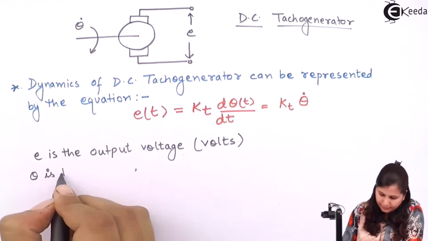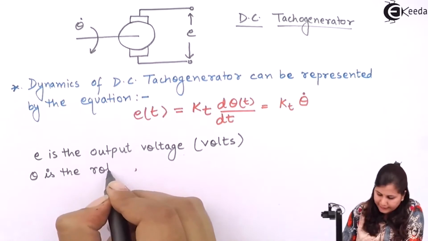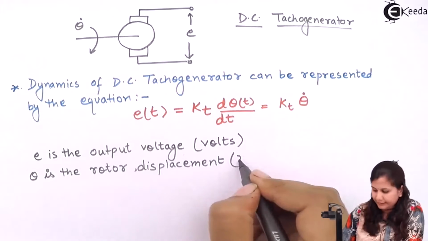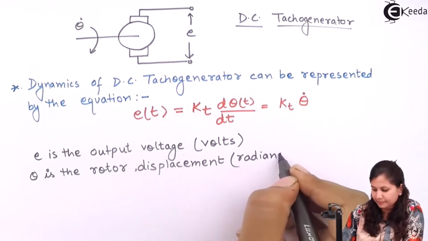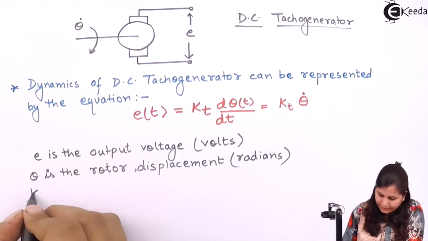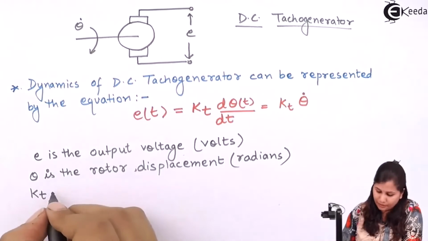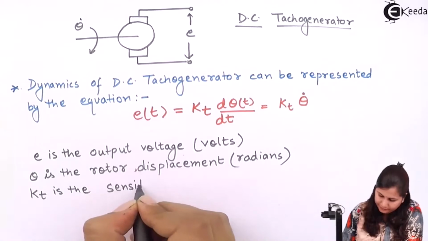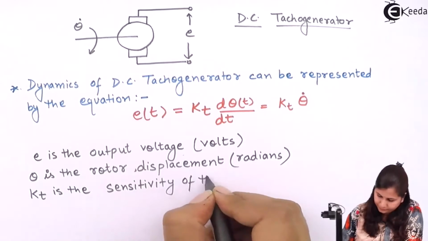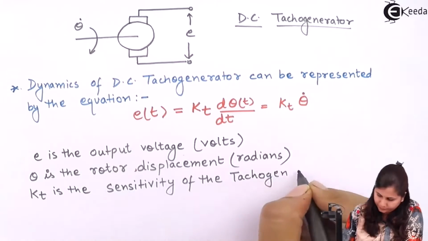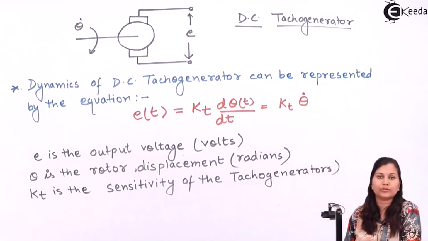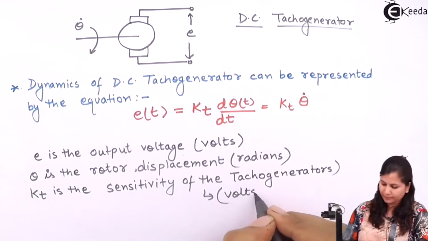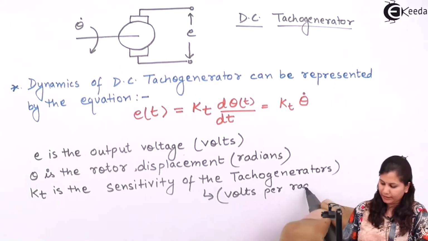Theta is the rotor displacement, and it is given in radians. And Kt, the constant which we have introduced, is the sensitivity of the tacho generators, and this sensitivity is in volts per radians per second.